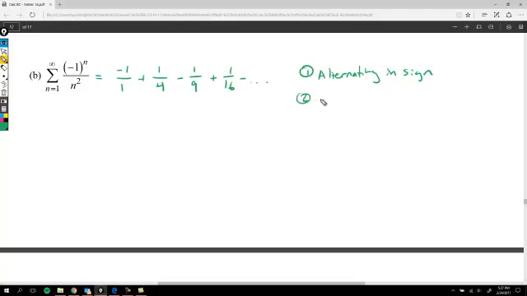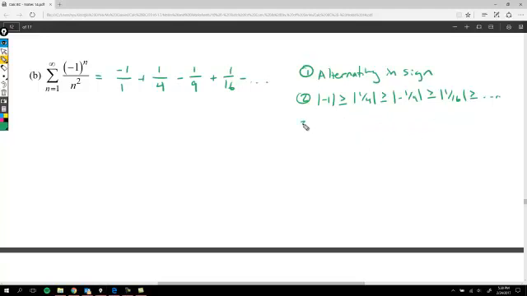Secondly, I'm going to compare the absolute value, or the magnitude, of my terms. I start with 1, and this is greater than 1/4, which is greater than 1/9, which is greater than 1/16. I see that my terms are decreasing in magnitude. So you could say a sub 1 is greater than or equal to a sub 2, which is greater than or equal to a sub 3, and so on. This is just what I'm trying to prove: that each of my subsequent terms is smaller than the last. And I see that that's true, so I'm good.